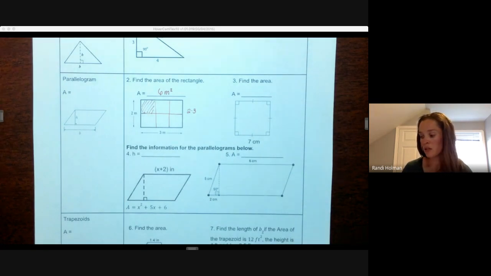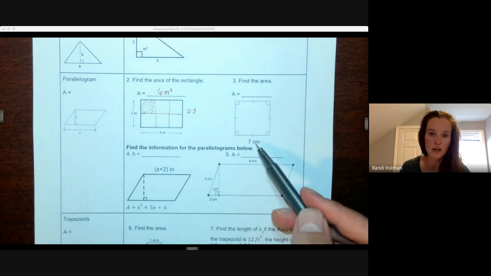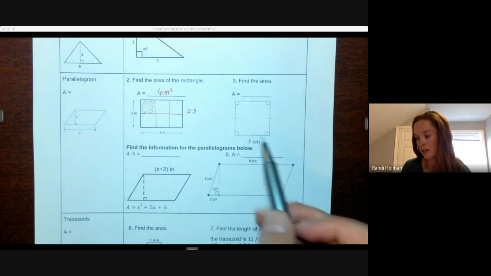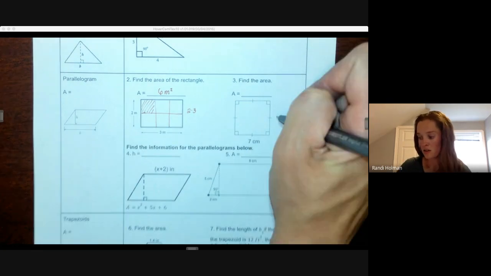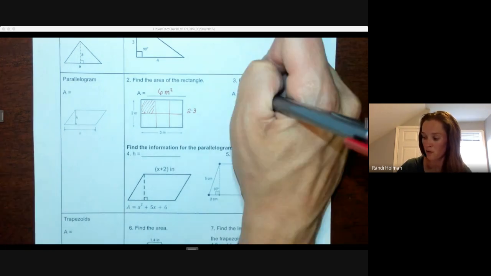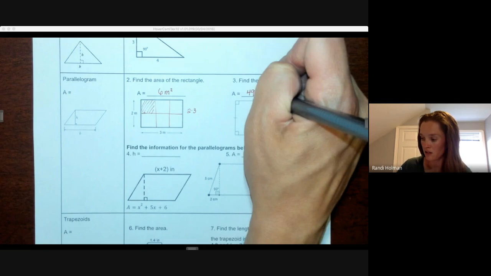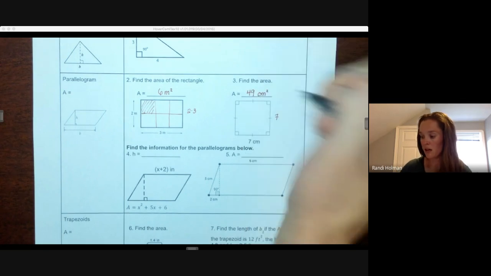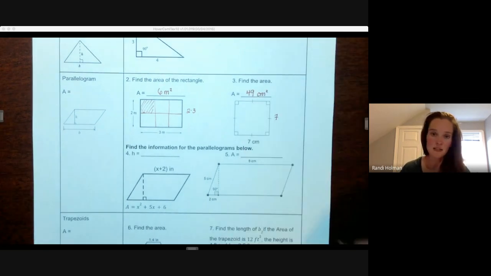Okay, we can utilize the same thing to find the area of a square. A square is just a little bit more specific of a rectangle. If this is 7, this is also 7. So our area here would be 7 times 7, or 49. And these are centimeters, so square centimeters. And again, we could draw in the 7 by 7 and see those clear 49 square centimeters.